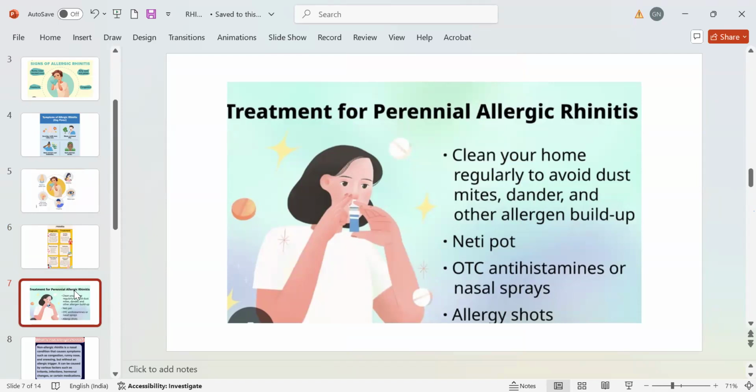Ma'am, the neti pot. Tell me. Ma'am, whenever we do the allergy test, it always shows everything high, like dust, food, and pollen. So ma'am, how do we avoid all those things? It's not possible to avoid every food.